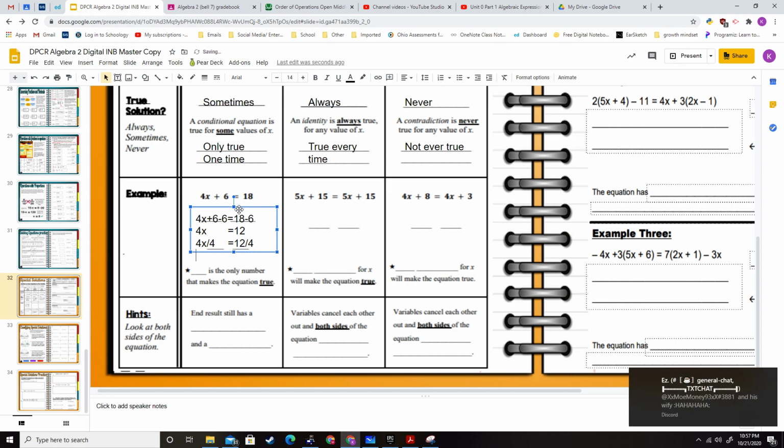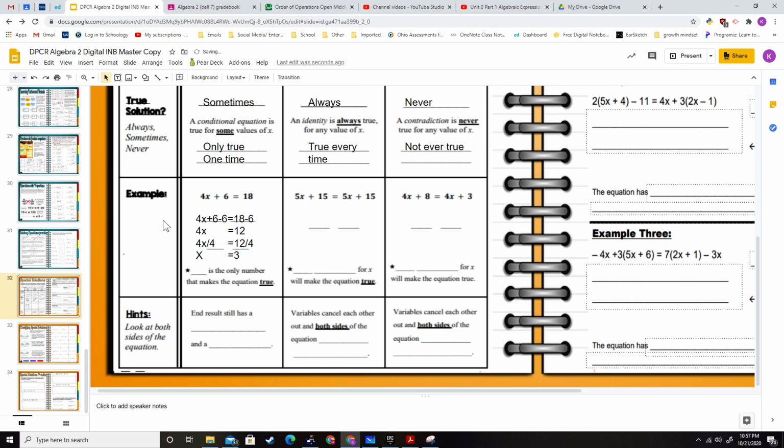And that just leaves me with x equaling 3. Let me space that over. Okay. So we go through, we solve this like how we've done before. Now, because x equals 3, this means that 3 is the only number that'll make this equation true. Anything else, it's not going to work. So if you try plugging in 4, 5, 6, not going to work for you.